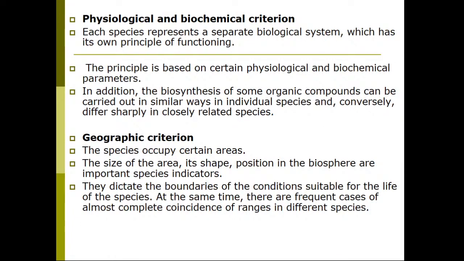The next, physiological and biochemical criteria. Each species represents a separate biological system, which has its own principle of function. The principle is based on certain physiological and biochemical parameters. In addition, the biosynthesis of some organic compounds can be carried out in similar ways in individual species and, conversely, differ sharply in closely related species.